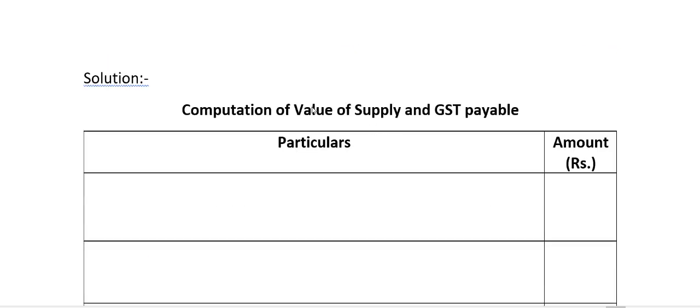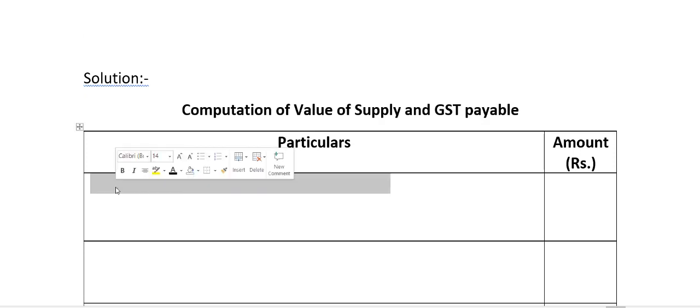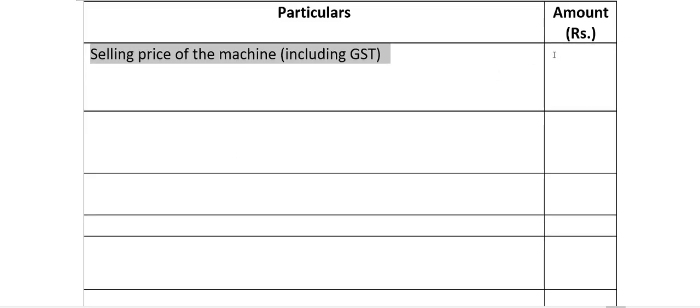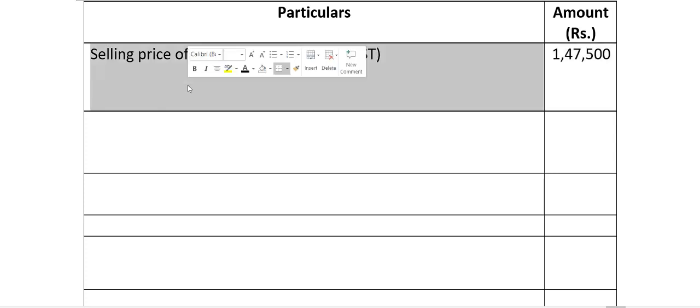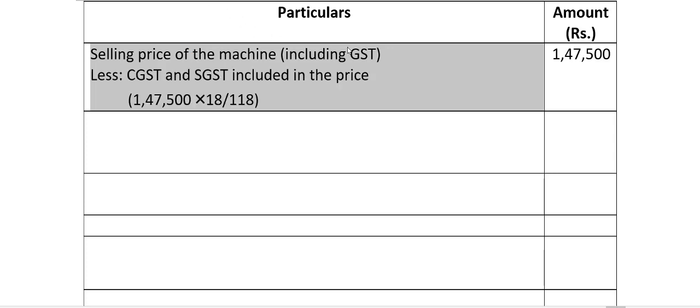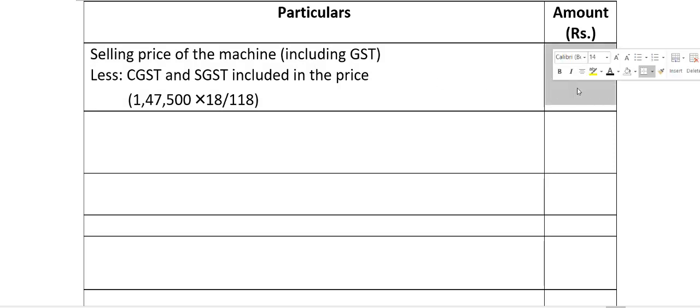We have to compute the value of supply. Along with that, we have to also find the amount of GST payable. First, let us take the selling price which is given, that is 1,47,500. But the problem is it includes GST. So we have to take the CGST and SGST and deduct that amount.